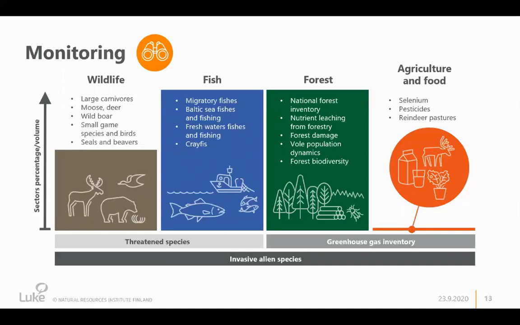For example, the National Forest Inventory means that Luke basically counts or gives an estimate of wood in the Finnish forests every year, divided into different categories, but basically it's an estimate of how much volume of trees is growing in the Finnish forests. And also one area where our method experts have been working is this greenhouse gas inventory. That's also giving us a lot of work.